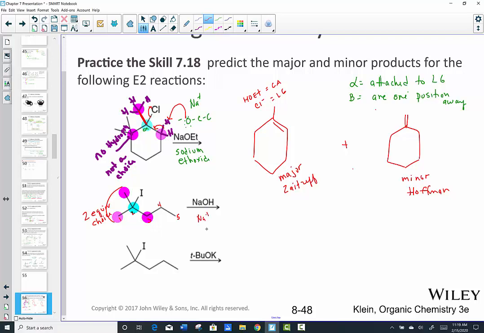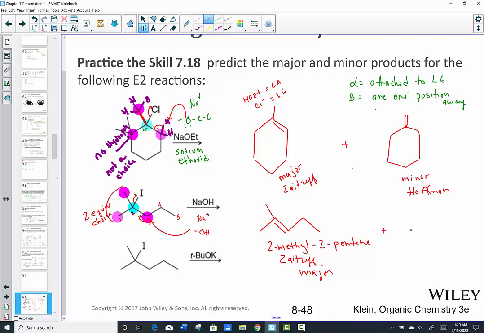Sodium is a spectator. Your base is hydroxide. When the base abstracts a proton from carbon 3, the bond collapses and the leaving group leaves. We'd have 1, 2, 3, 4, 5 carbons in the chain leading out to that 2-methyl, and the double bond would be between carbon 2 and 3. 2-methyl-2-pentene. And this is the Zaitsev, the most substituted, and it would be the major product.